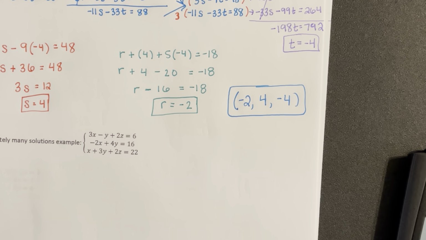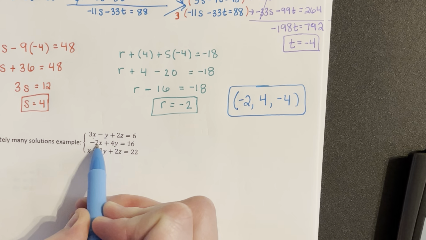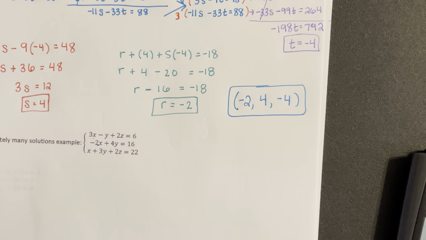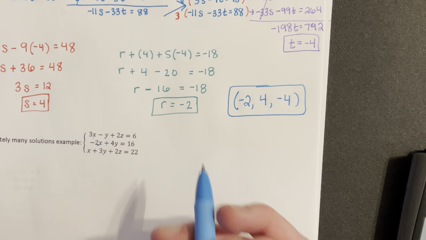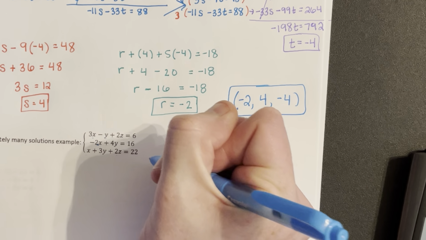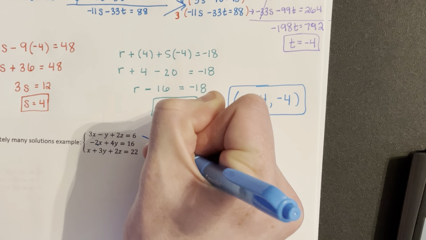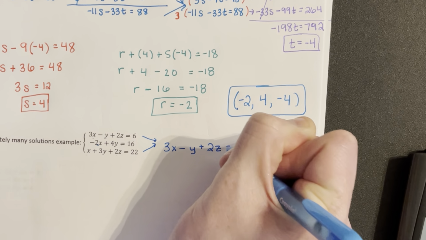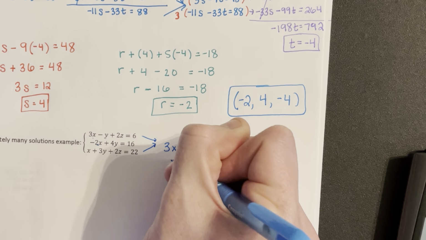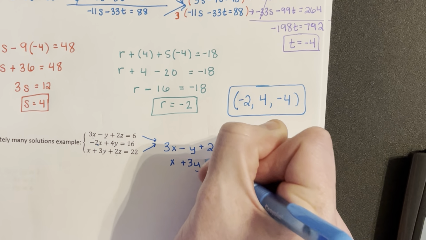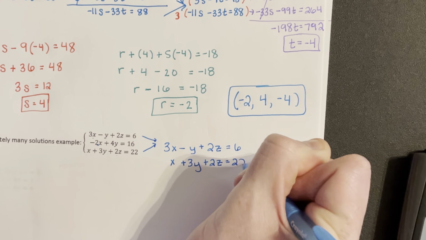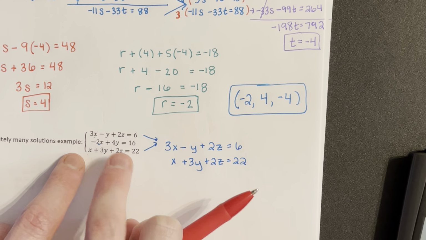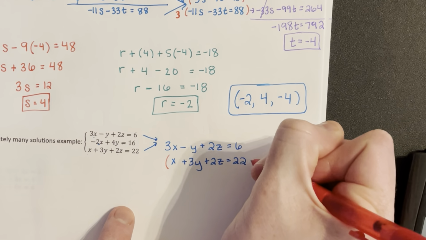So in this one, I've got x, y, z, x, y, and no z, x, y, z. So really, I want to get down to where we have no z's. All right. So let's take the first and last one, put them together. 3x minus y plus 2z equals 6. X plus 3y plus 2z equals 22. We're trying to eliminate the z's since this was x's and y's already. I'm just going to multiply the bottom one by negative 1.